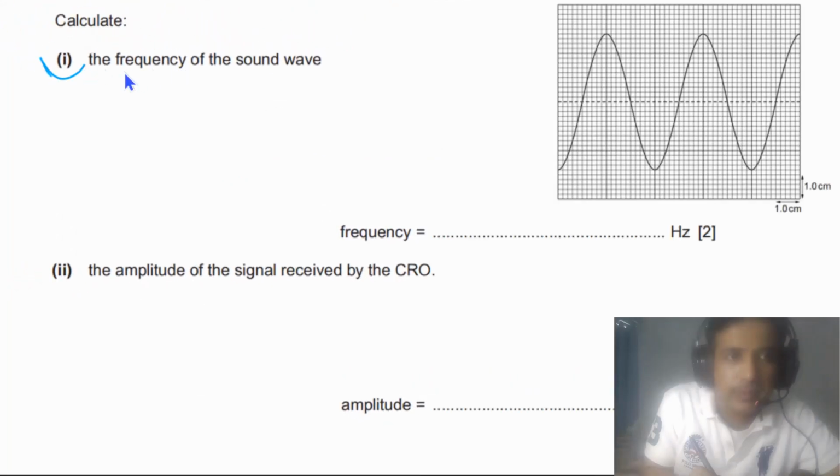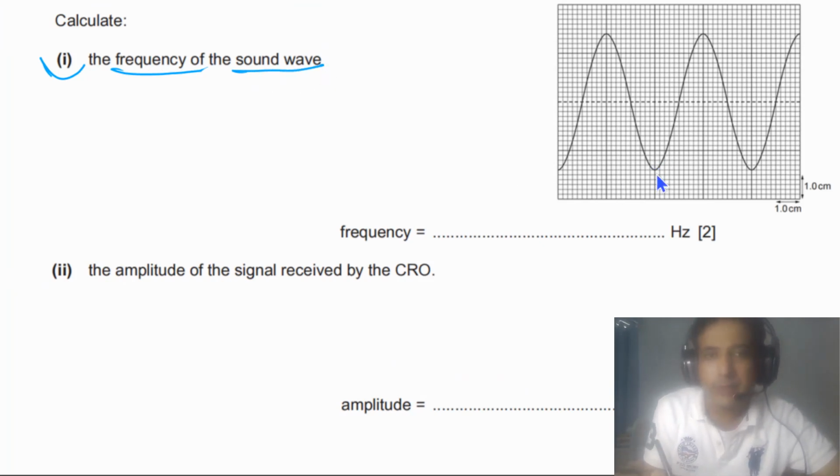For part B1, we need to calculate the frequency of the sound wave. And from this figure, we can calculate the time period of the sound wave. So if you look at this one, we have 1 centimeter. So this long is equal to 1 centimeter. So it means one big square is equal to 2 centimeters. So we can say this is 0 centimeters, this will be 2 centimeters, this one will be 4 centimeters, and this one will be 6 centimeters, 8 centimeters, and this is 10 centimeters.